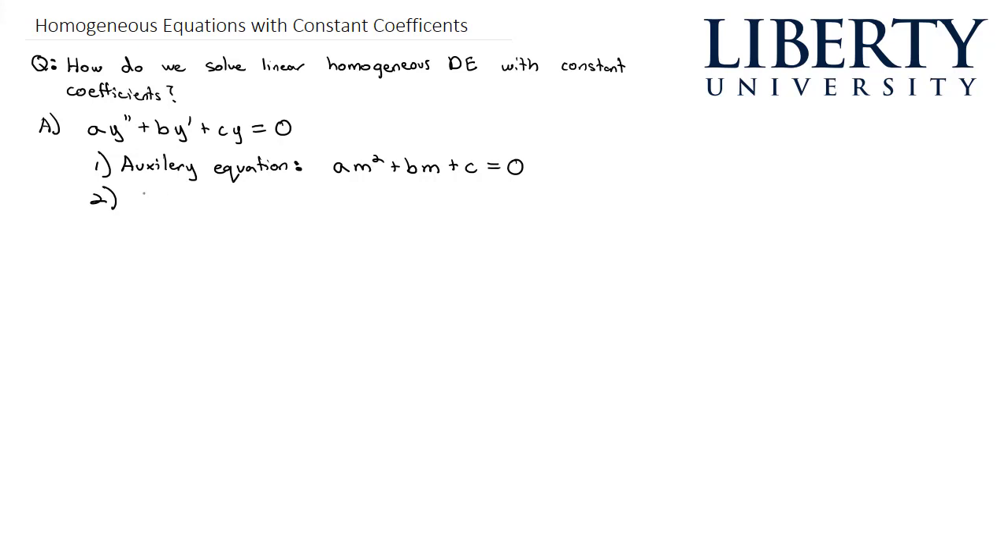When we have this auxiliary equation, we have one of 3 possibilities for the solution. There could be 2 solutions. We'll call them m1 and m2. And when that happens, it turns out the solution is of the form y equals our first constant times e to the first root times x plus the second constant times e to the second root times x.